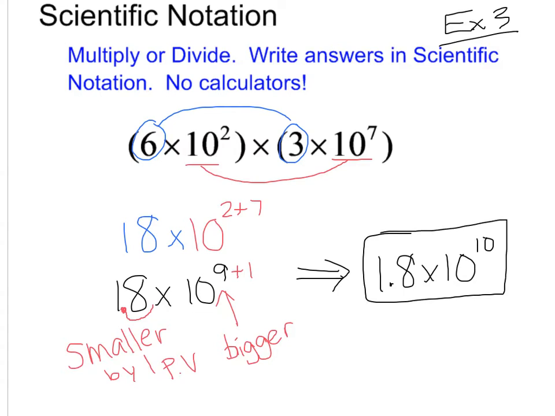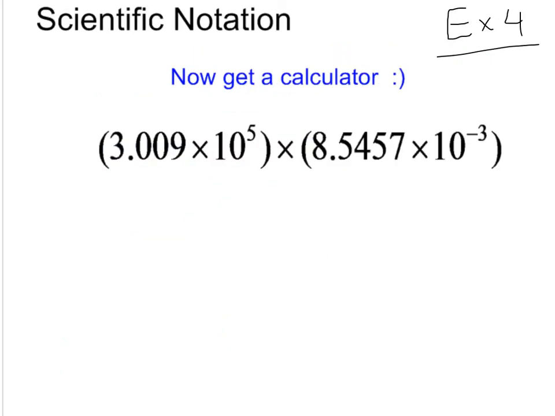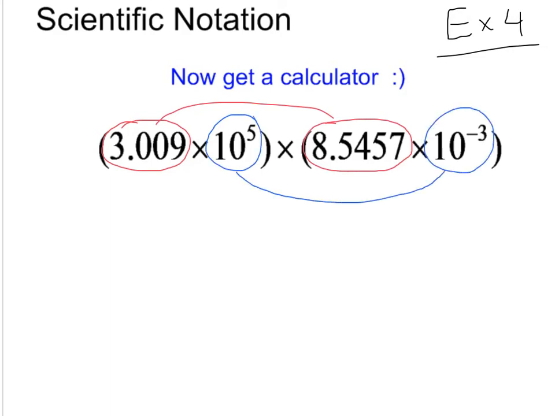And finally, here's our last example. In scientific notation, we're going to multiply 3.009 times 10 to the 5th times 8.5457 times 10 to the negative 3rd. And this is similar to the previous examples where we're going to multiply our constants together, but in this case, to multiply that without a calculator would be a little bit time consuming. So in order to be more efficient with your time, you should probably use a calculator on this type of example. However, when you multiply your exponents, you're not going to need a calculator for that.